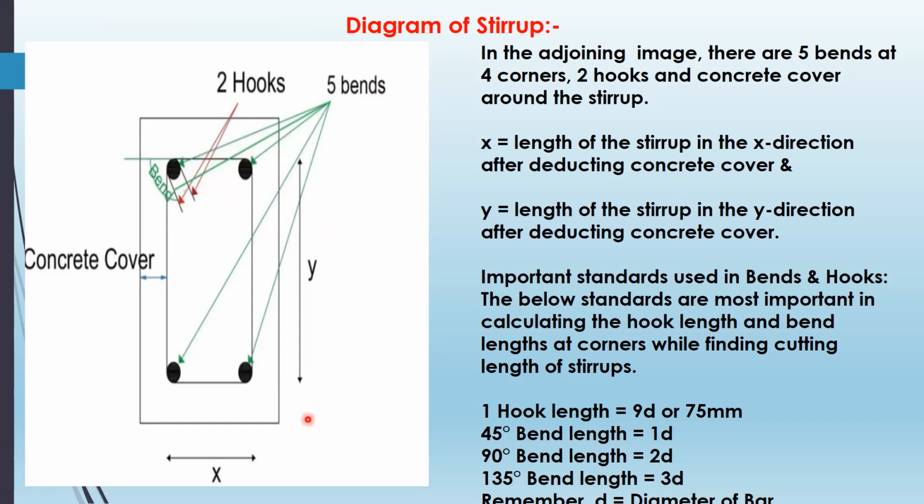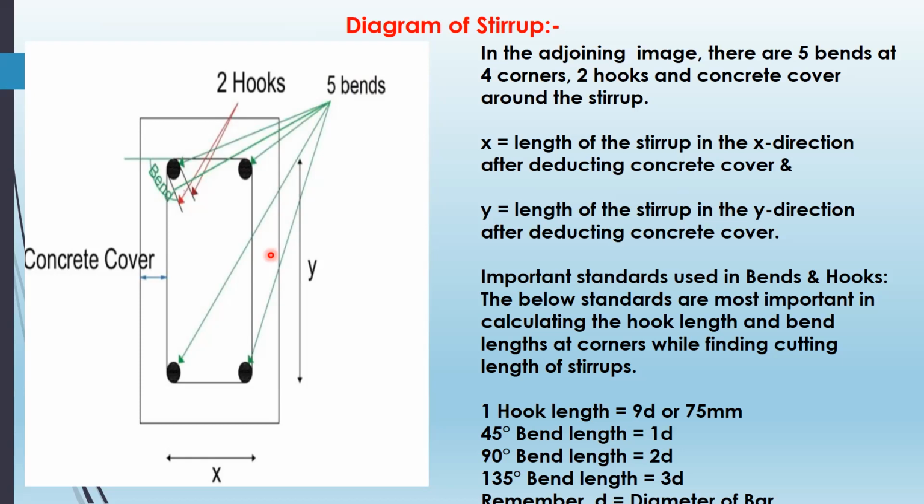X is equal to the length of the stirrup in the X direction after deducting the concreting cover. Y is the length of the stirrup in the Y direction after deducting the cover. Important standards used in bends and hooks: the below standards are most important in calculating the hook length and bend length at corners while finding the cutting length of the stirrup. One hook length is equal to 9 dia or 75 mm.